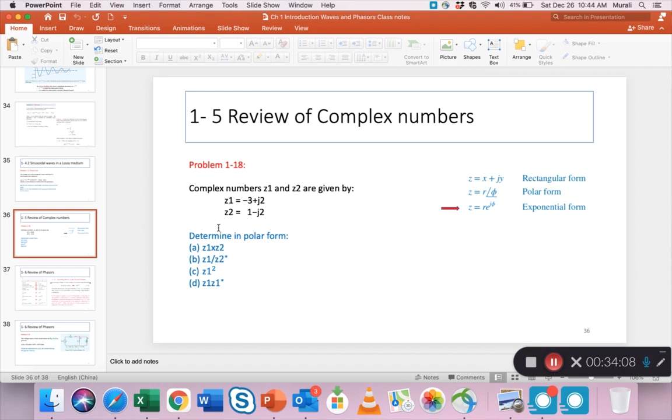All right, so problem 118 from the back of the textbook says two complex numbers are given, Z1 and Z2, in rectangular form. And in polar form, we have to find Z1 times Z2. This is actually a multiplication, so maybe I should do that just to make it clear. Then there's a division, Z1 by Z2 conjugate. I hope you know what a conjugate is by now. Then there's Z1 square to be found. And then there's Z1 times Z1 conjugate again.